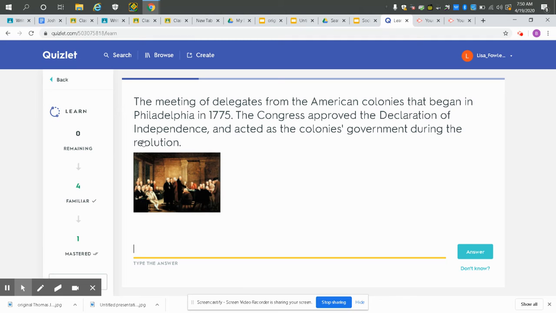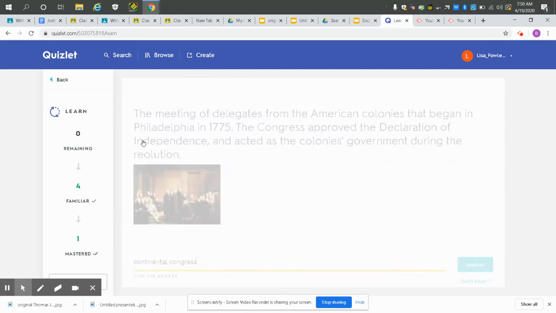The meeting of delegates from the American colonies that began in Philadelphia in 1775. I'm going to go ahead and make a mistake because I know this is the Second Continental Congress, but I'm just going to write Continental Congress and see what happens.